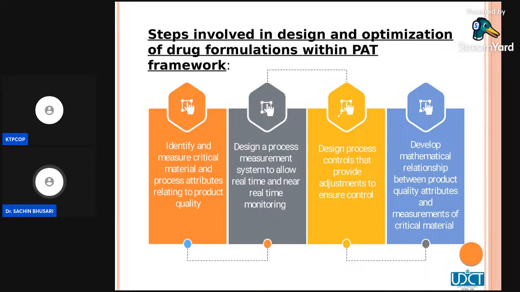Now, this is one of the classical ways of steps involved in design and optimization of drug formulation within the PAT framework. In the PAT framework, you see identification and measurement of critical material and process attributes relating to product quality. It is coupled with designing a process measurement system, real time and near real time monitoring. Again, it is coupled with designing process controls that provide adjustments to ensure control. And lastly, to develop the mathematical relationships between the product quality attributes and measurement of critical parameters.